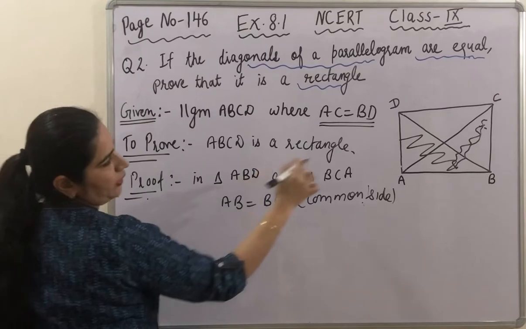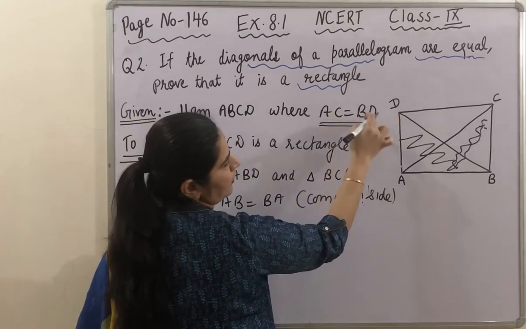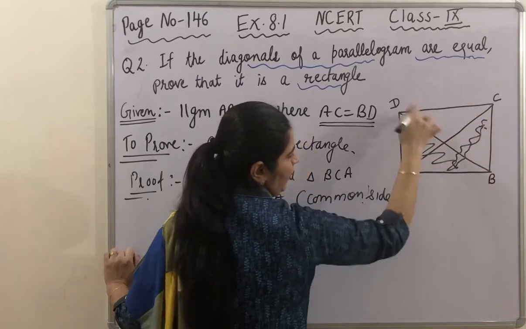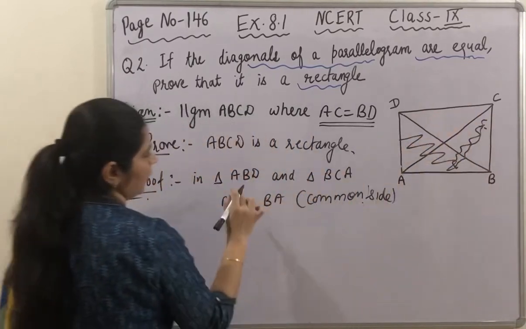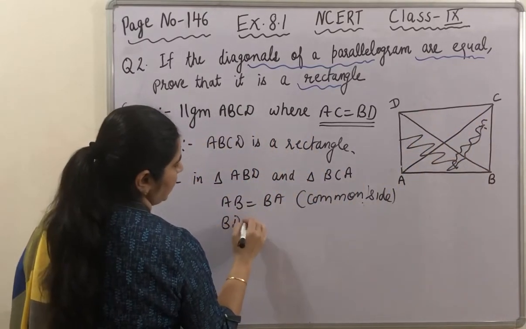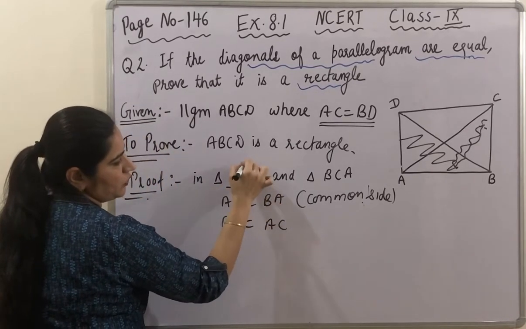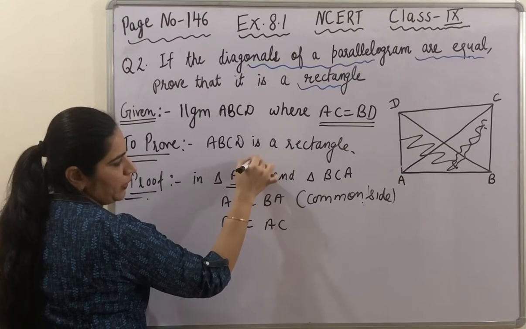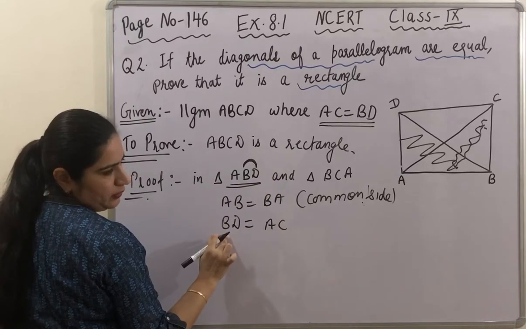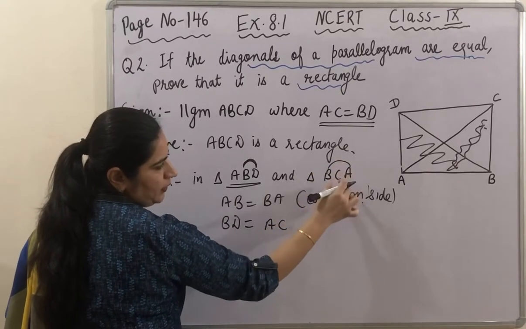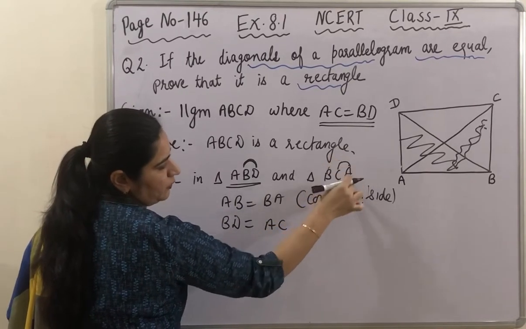And the second one, here we can write, it is given AC is equal to BD. AC and BD both are given equal, diagonals are given equal. So here we can write BD is equal to AC. Don't forget, here we are taking this triangle. In this triangle we'll take BD, will not write here AC. Okay, here we'll write BD and here we'll write AC, in the second triangle.